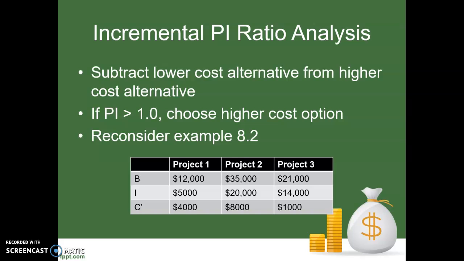Okay, welcome back to what should be our last video for Chapter 8 in Engineering Economics. In this chapter, we looked at benefit-cost ratio and profitability index.